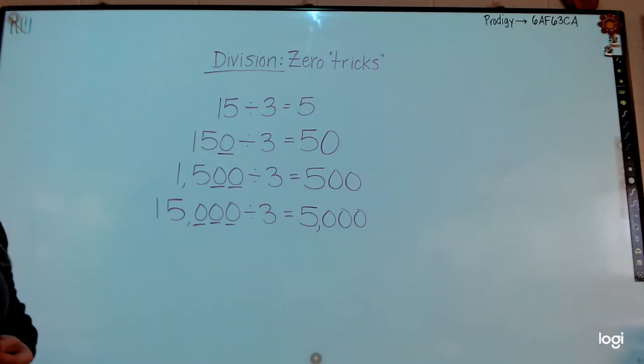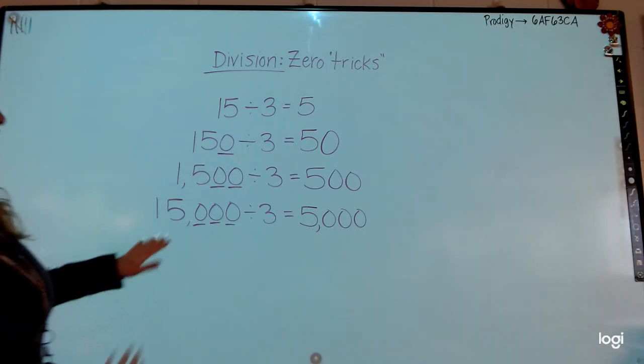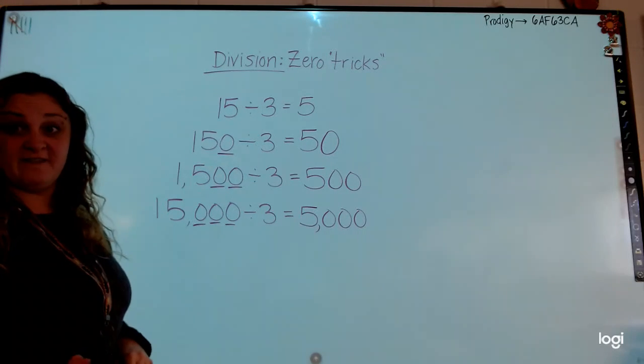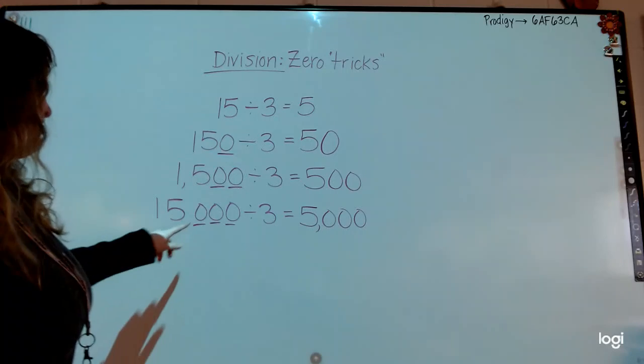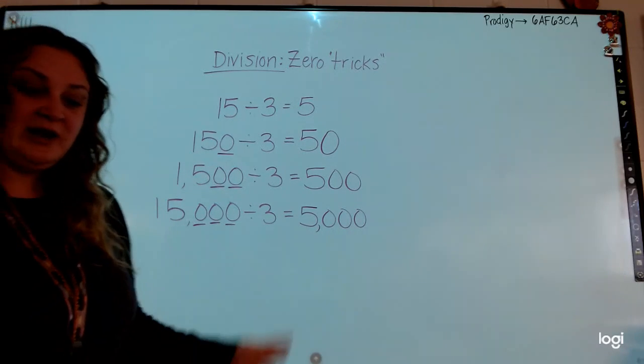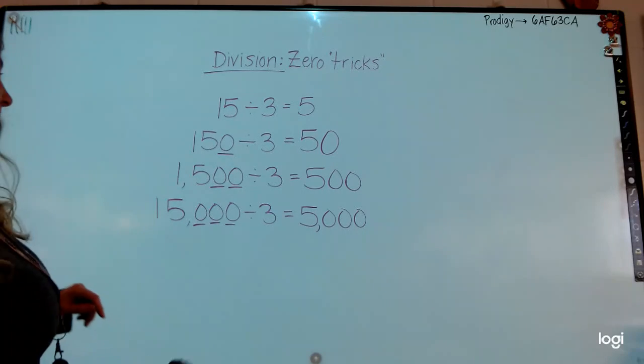All right, so that's the basics of it, okay? You can cover up the zeros until you find yourself an equation that you're able to do, like 15 divided by 3. As long as you add the zeros back on at the end, you still get an accurate answer. All right, go ahead and erase your boards. I'm going to show you one more that might be a little tricky.